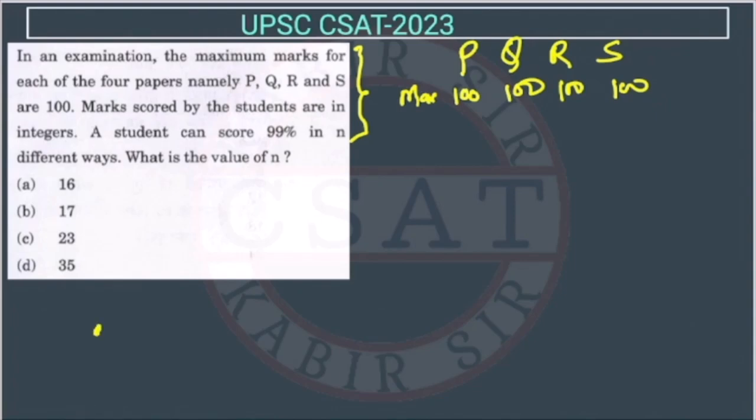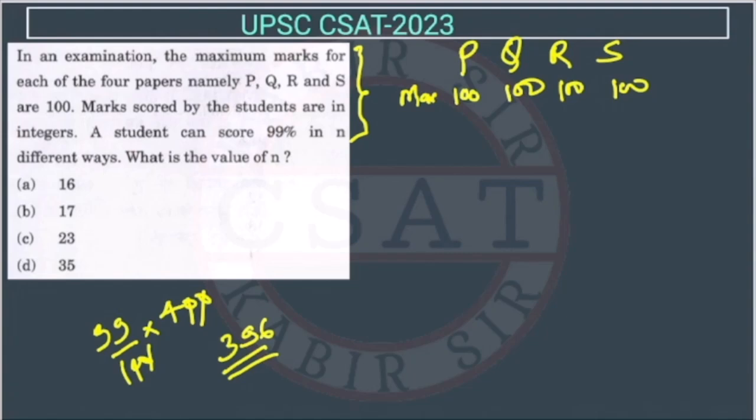The student is scoring 99%. So 99% of how much? Total marks. Total marks are 400 because each paper is of 100 marks, right? So if you calculate this, it will be 396. So the student is getting 396 marks, right?